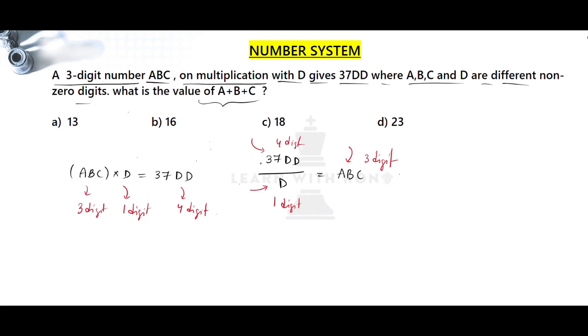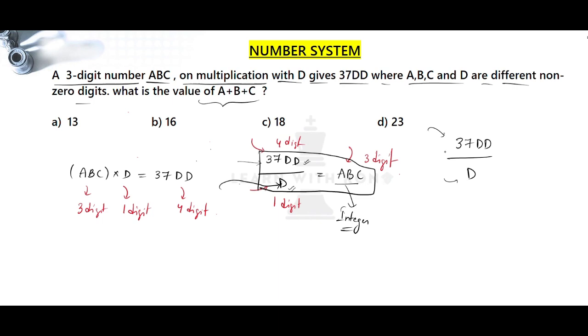Now, from this condition only, 37DD divided by D equals ABC, we can also say one more thing. What is that? There is a number D which completely divides 37DD, right? See, ABC is an integer. When will we get an integer value? When the denominator completely divides the numerator only, right? So 37DD is completely divided by D. Or else, D is a number which completely divides 37DD. Okay, one thing we got: 37DD is completely divided by D.